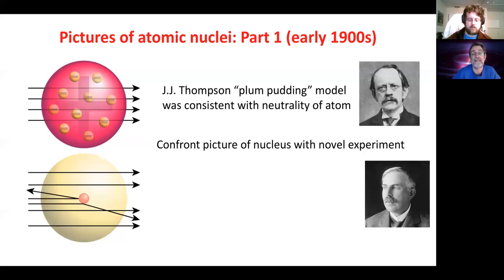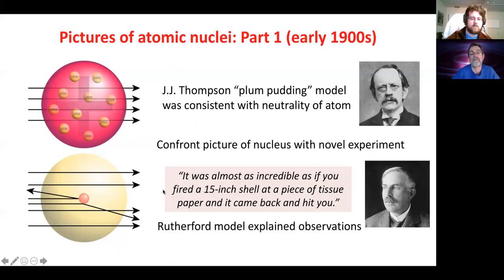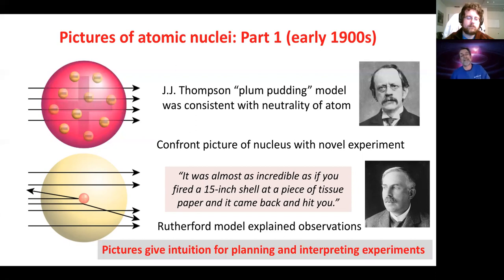And the result was that sometimes the alpha particles came backwards. And a famous quote, he said it was almost as incredible as if you fired a 15-inch shell at a piece of tissue paper and it came back and hit you. So now the nucleus was just a tiny thing inside the atom, and hence it was a nucleus. This model explained the observations of the angular distribution of the alpha particles that they saw. Okay. So this is sort of the first case of having pictures giving you intuition here, and an experiment telling you that one of these pictures was simply wrong, because in this picture nothing got deflected very much.